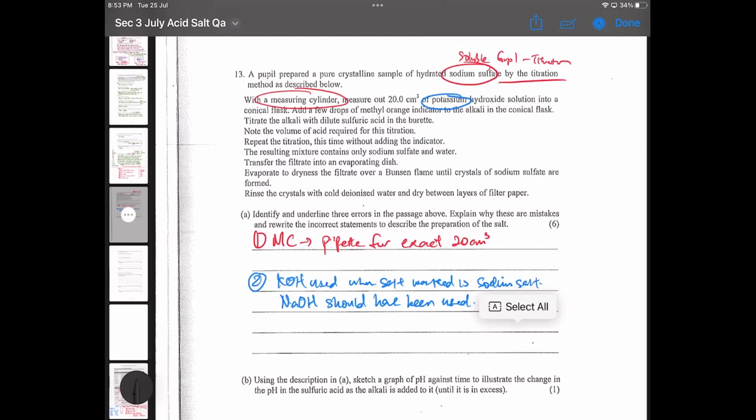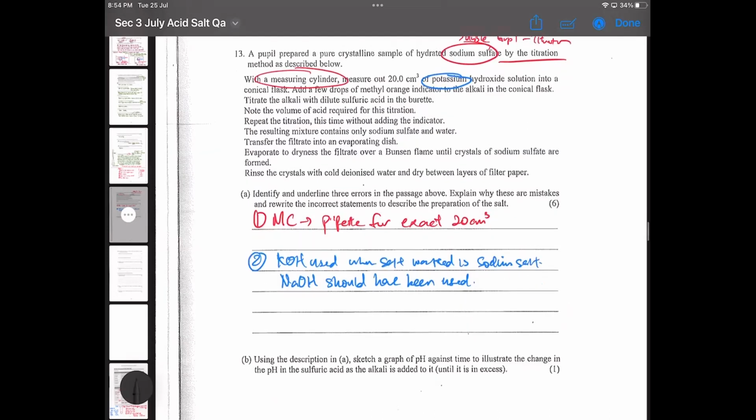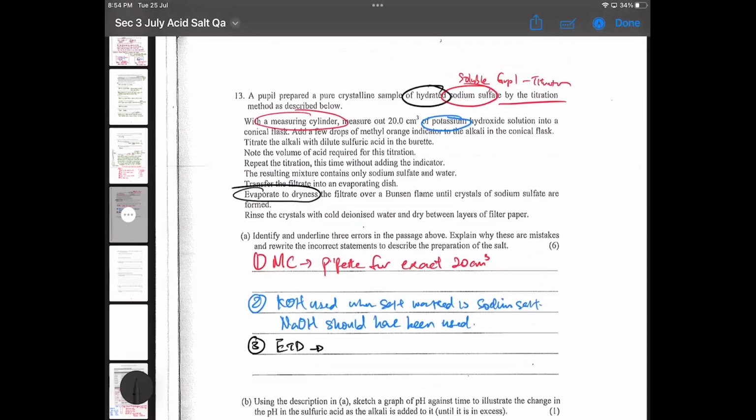Error number 3. Instead of doing crystallization, he went on to do evaporation to dryness. Because the question wants the hydrated version, evaporation to dryness will not obtain the hydrated salt. So we want to perform crystallization instead.